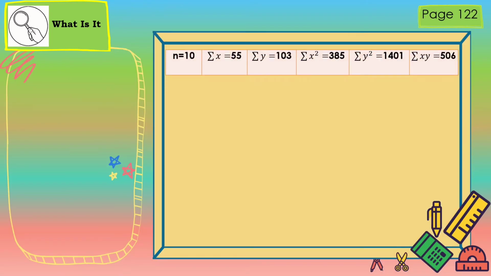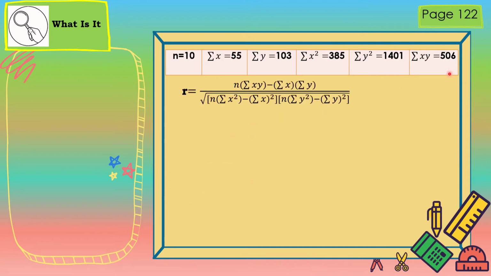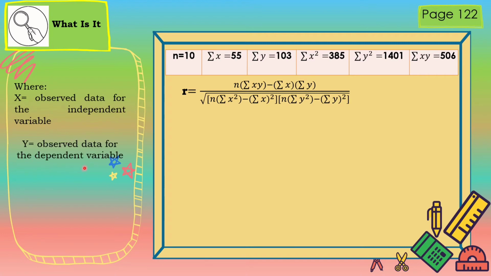Since we have already the data that we needed, the summation for every column, and the sample size, we can now apply our formula: r equals n, or the sample size, times the summation of xy minus the summation of x times the summation of y, divided by the square root of n times the summation of x squared minus the summation of x, squared, times n times the summation of y squared minus the summation of y, squared, where x is the observed data for the independent variable, y is the observed data for the dependent variable, n is the sample size, and r is the degree of relationship between x and y.